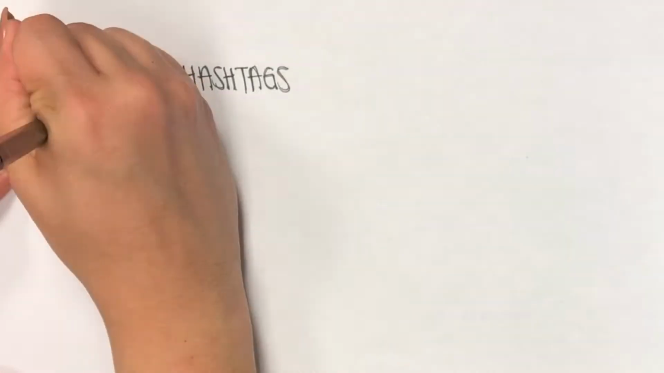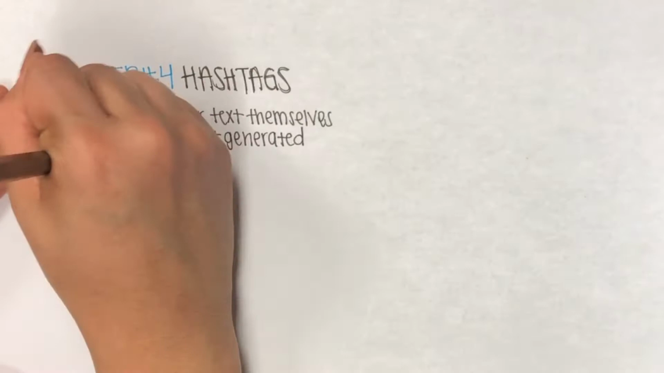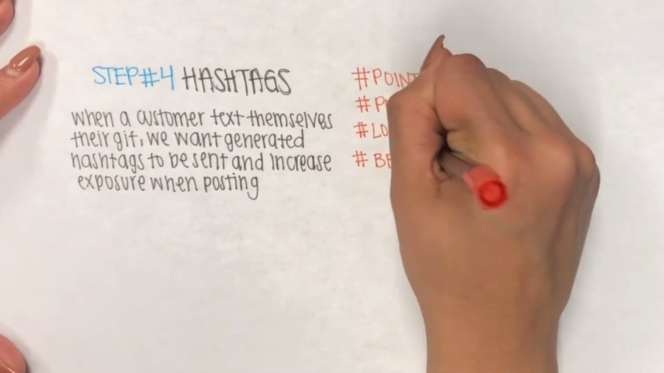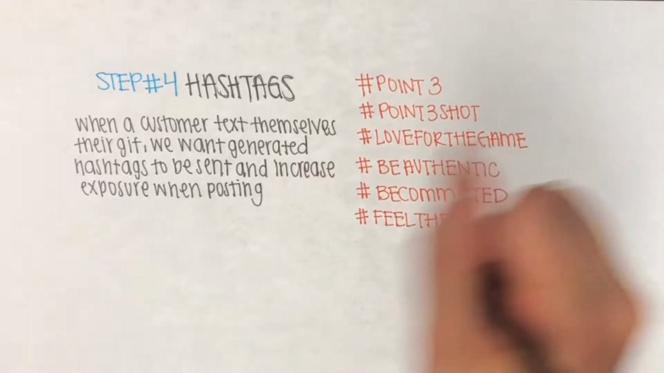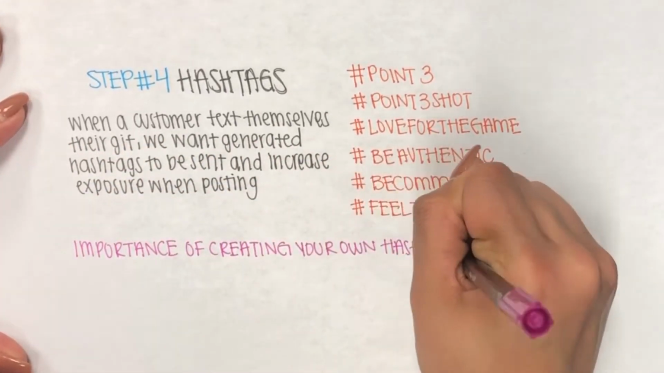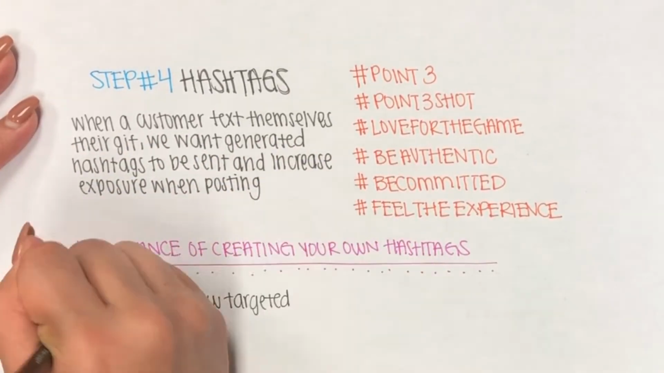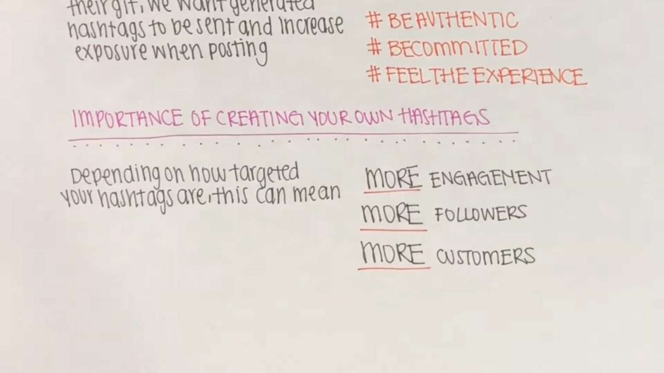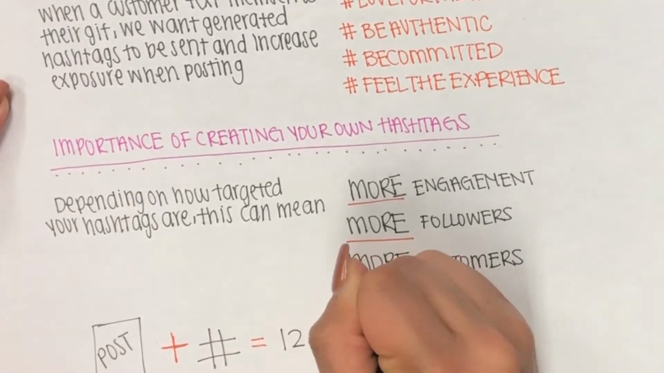Step number 4. As I previously mentioned, a sharing option the gift booth should have is SMS delivery. In sharing the gift, we want the campaign's unique hashtags to also be shared. It is important to have these hashtags sent as it increases exposure and will result in more engagement, more followers, and more customers.